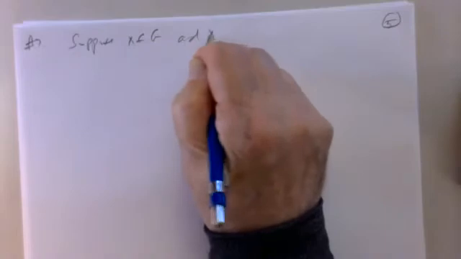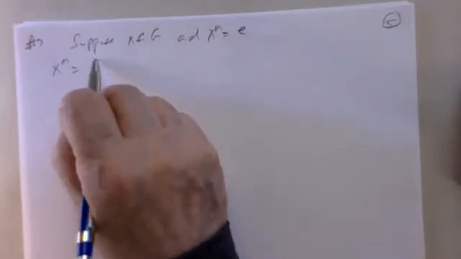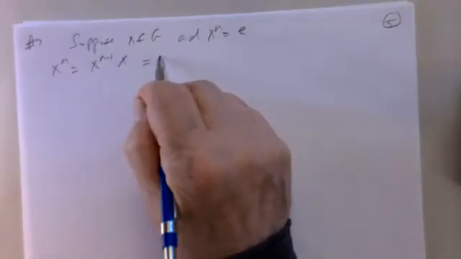Okay, number 7. Suppose X is in a group and X to the n is the identity. So X to the n is the same as X to the n minus 1 times X. And it's also the same as X times X to the n minus 1. And that's equal to E.